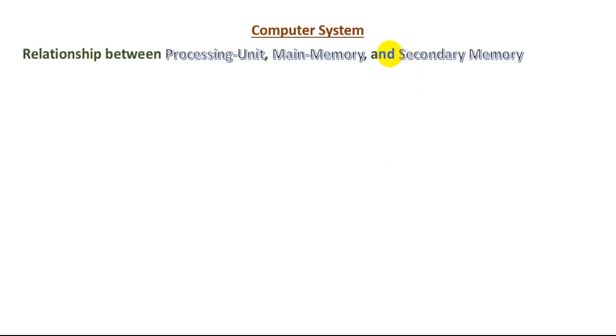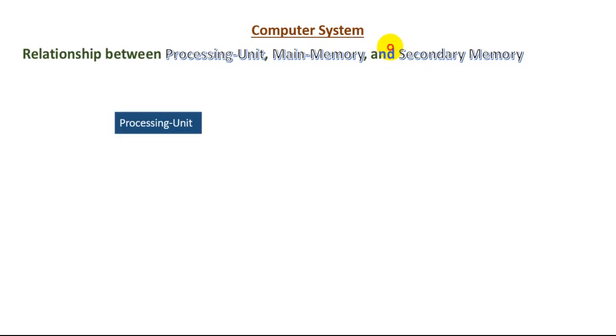I thought I will do something about the main memory because there are some questions regarding that. Okay, so let's start off with that. First thing I want to do is just do a short thing about the processing unit, main memory, and secondary memory, and what's the relationship between them.